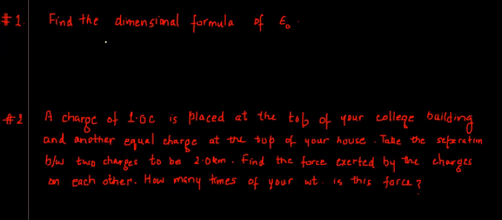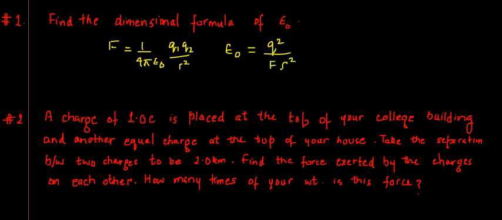First question. Find the dimensional formula for epsilon naught. We know from Coulomb's law that F equals 1 by 4 pi epsilon naught Q1 Q2 divided by R square. We have to find the dimensional formula for epsilon naught. So we could write epsilon naught, we'll take it upstairs, bring force downstairs, and we'll have Q1 Q2, which means Q square, divided by force times R square. Okay, 4 pi has no dimensions, therefore we don't require to write it.